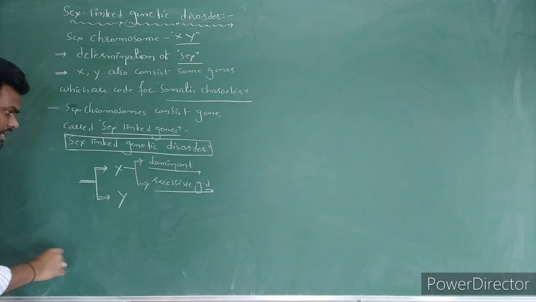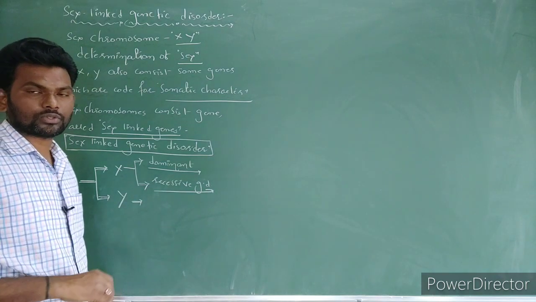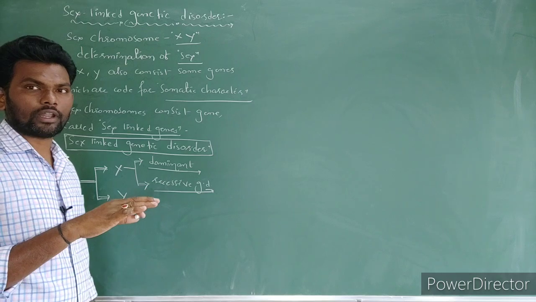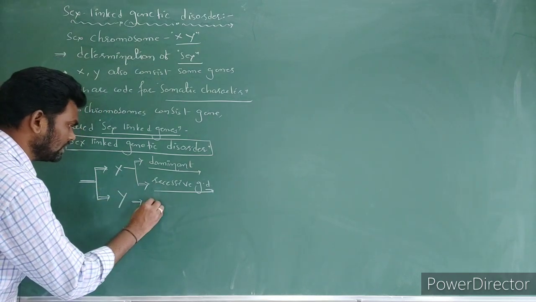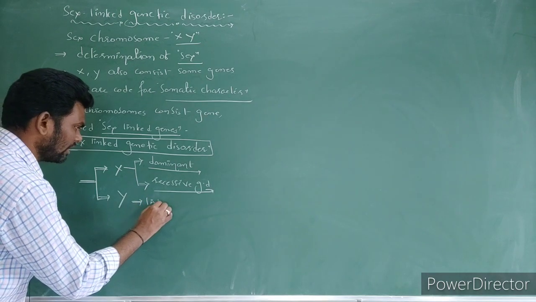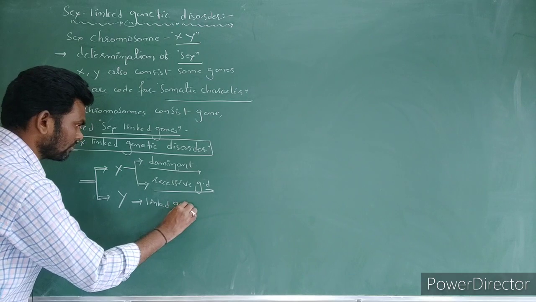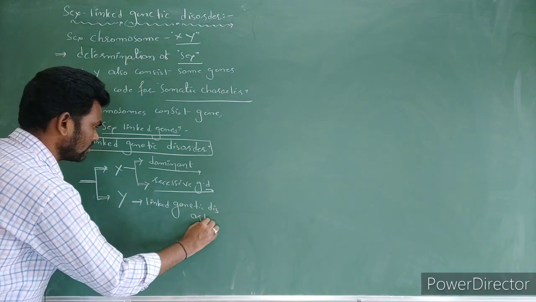Okay. Next one is Y. Here X and Y chromosomes are non-homologous chromosomes. There is no chance for alternative dominant as well as recessive. It means here there are only Y linked genetic disorders.